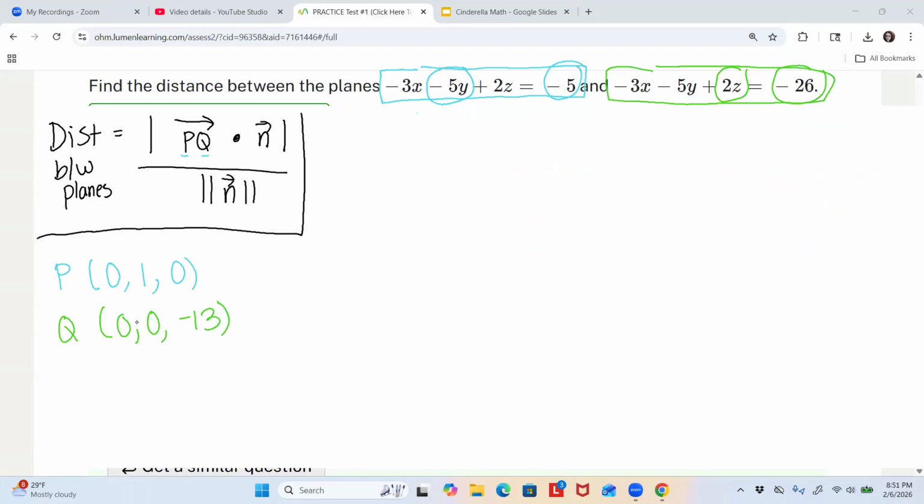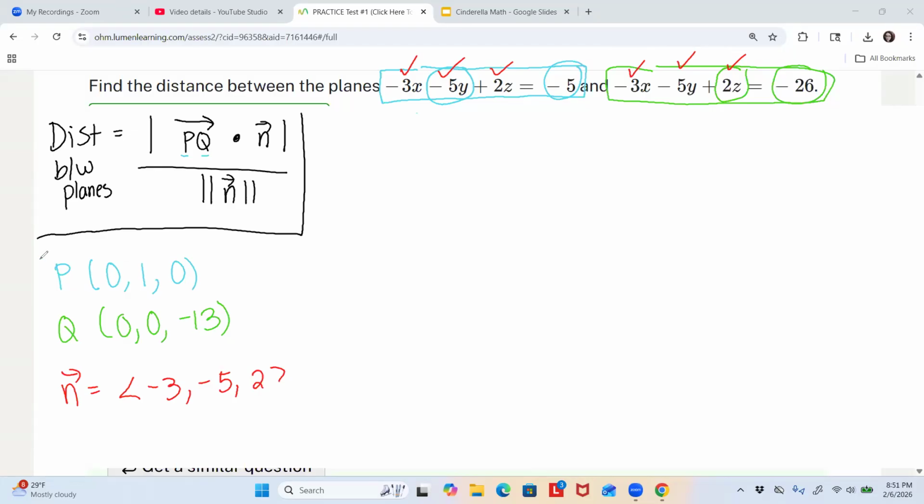write down our n vector, which is the coefficients that you see. So look how they are the same. -3, same. -5, same. 2, same. That's going to be your n vector. So -3, -5, 2. If you want to get picky with this, these are parallel planes, and we're finding the distance. So again, watch another video with another teacher that can explain that better, but they are parallel planes.